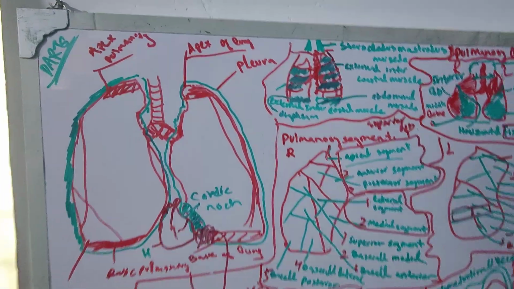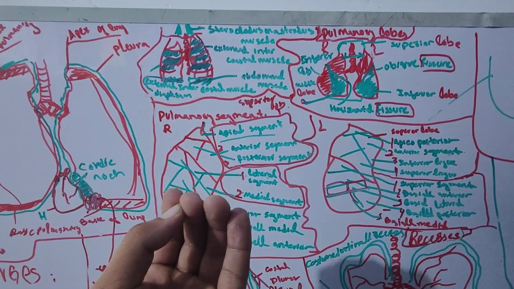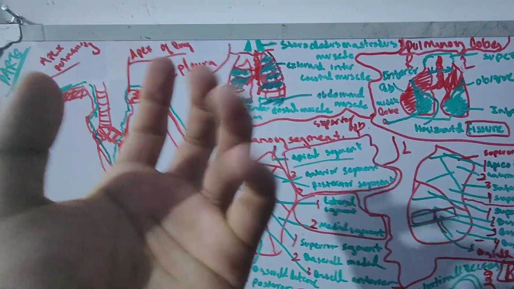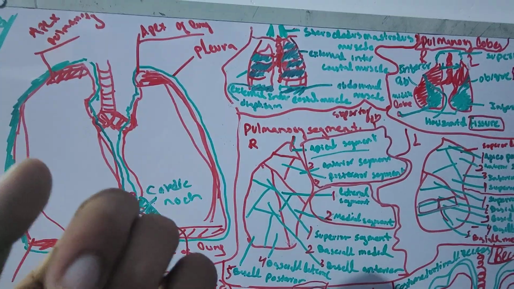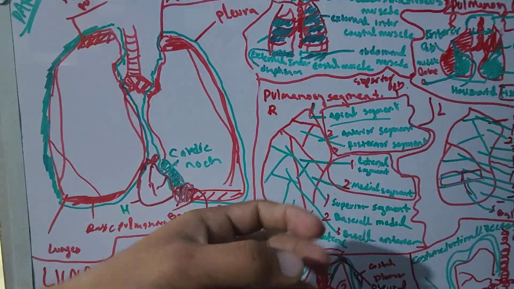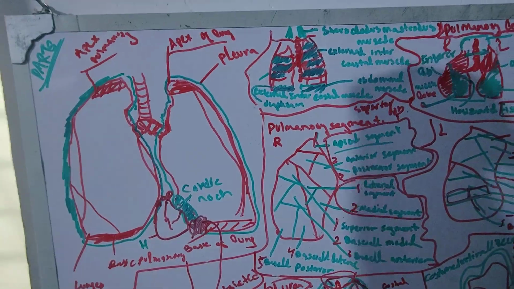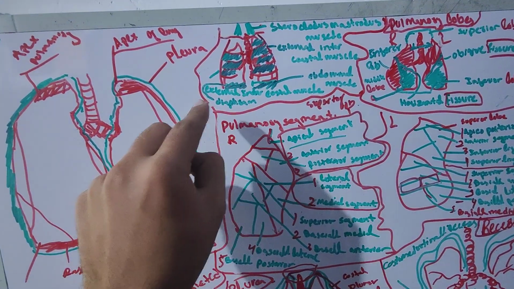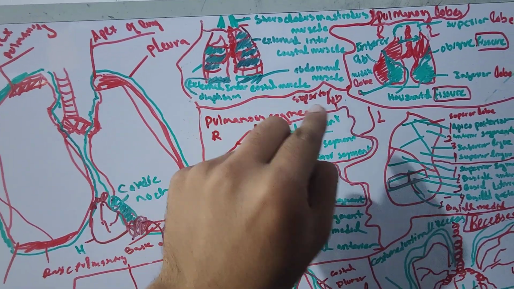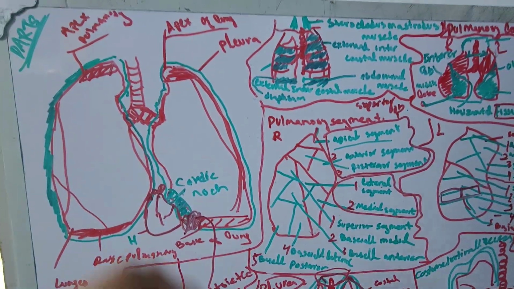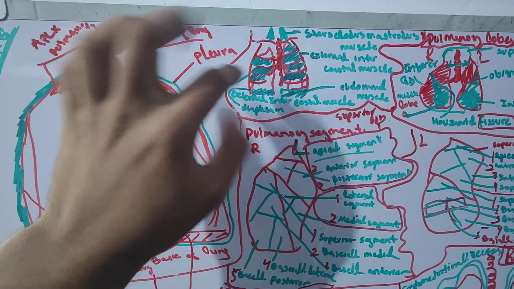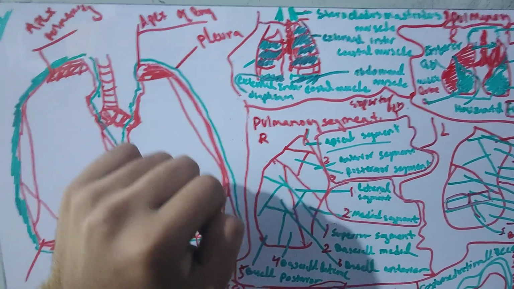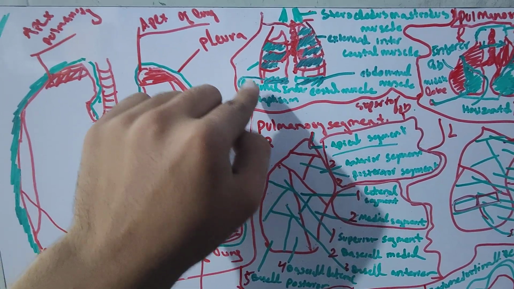It is basically a muscle which helps in inhalation. It goes hard and gives more space to come up and expand. Then we have the external intercostal muscles, which are present on the outside of the rib cage, which I mentioned in green. Then down here I mention the diaphragm.